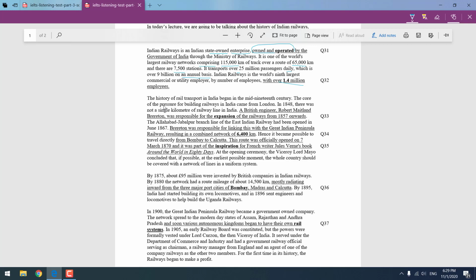As you can see, almost all of this paragraph is underlined. It means probably this paragraph was subject to a summary question, maybe. And the words used probably are actually the answers. The words in bold: expansion, 6400, and inspiration. So I suggest you read this even between the lines.